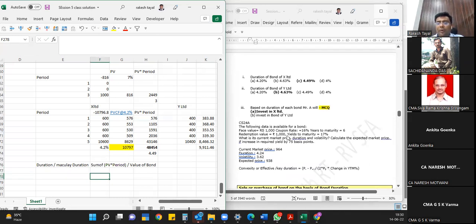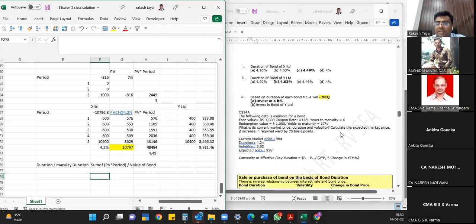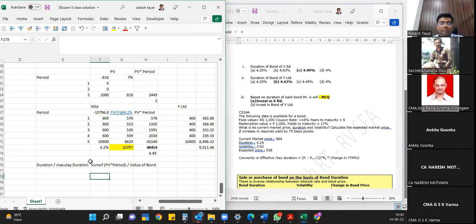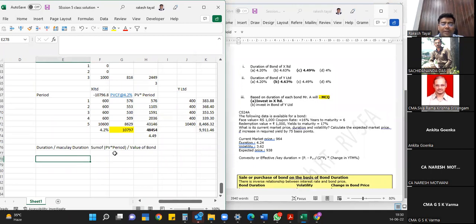Following data is available for a bond. Face value 1000, coupon rate 16%, years to maturity is 6, redemption value is 1000, yield to maturity is 17%. So coupon rate is 16%. Coupon rate means interest rate, and yield to maturity is 17%. It is the discount rate. What is the current market price, duration, and volatility? Calculate the expected market price if there is an increase in required yield by 75 basis points. So we have to calculate the volatility after this.